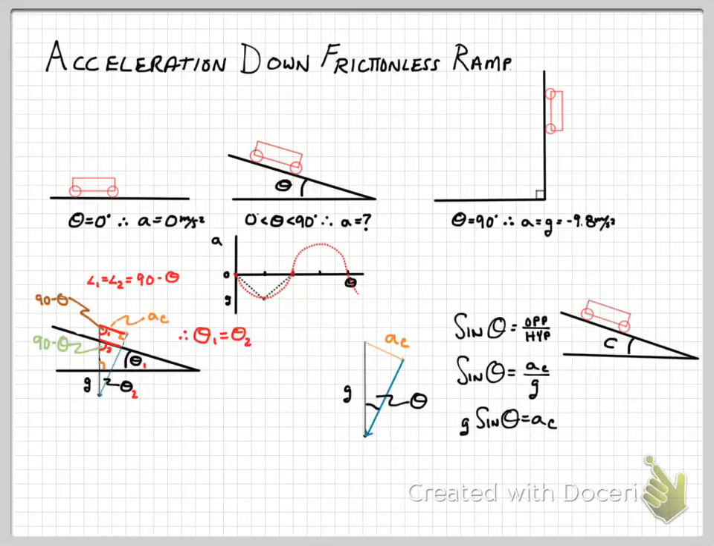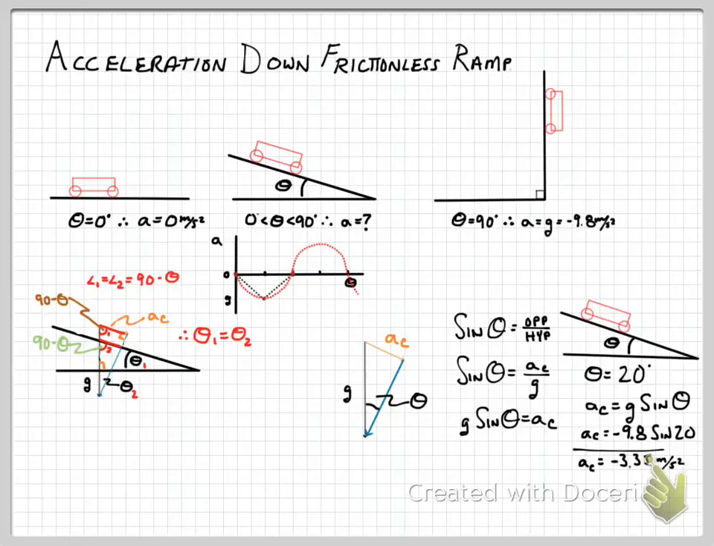Returning to our original problem, we can now see if we set our theta equal to 20 degrees, we can now determine the acceleration of the cart. A sub c equals g sine theta, substituting in, A sub c equals negative 9.8 sine 20. Then, making sure that your calculator is in degrees, we can calculate and we should see that the acceleration of the cart is negative 3.35 meters per second squared. The negative simply refers to it being in a downward direction.